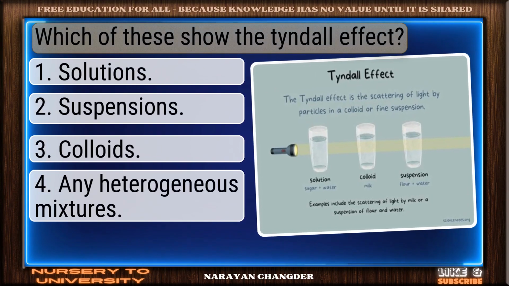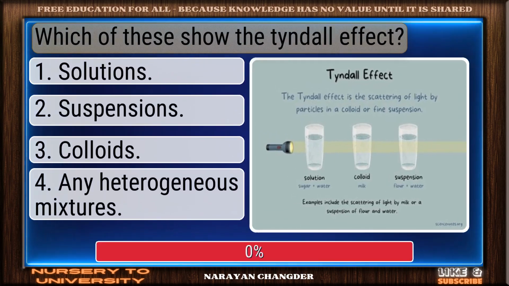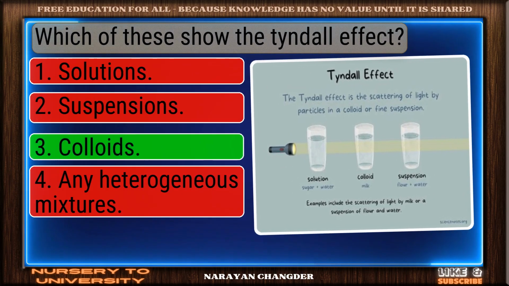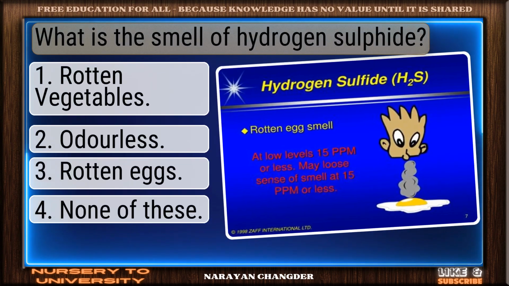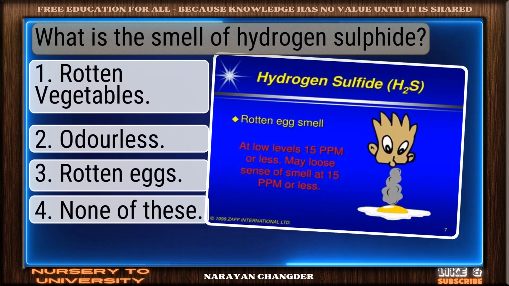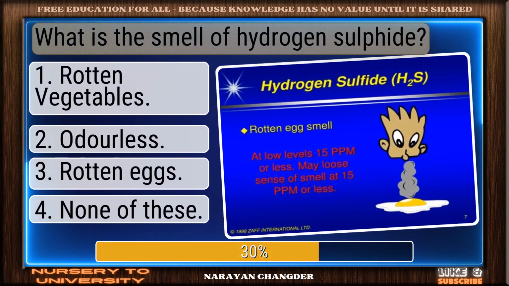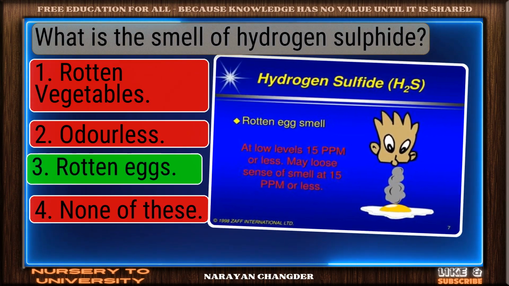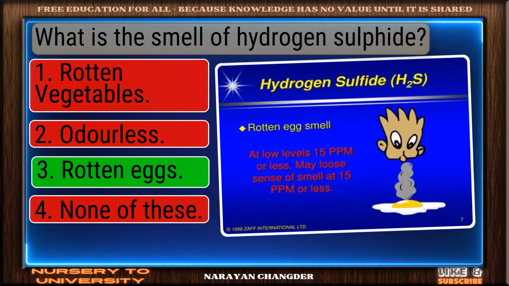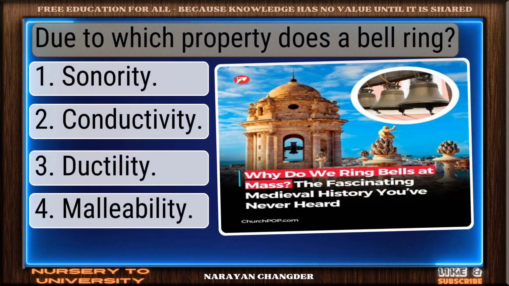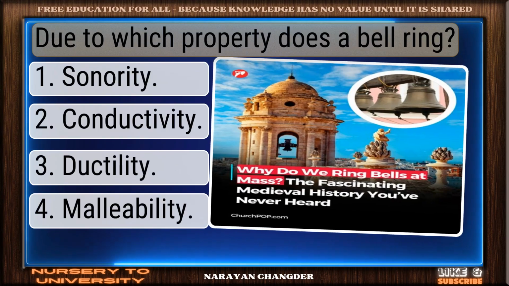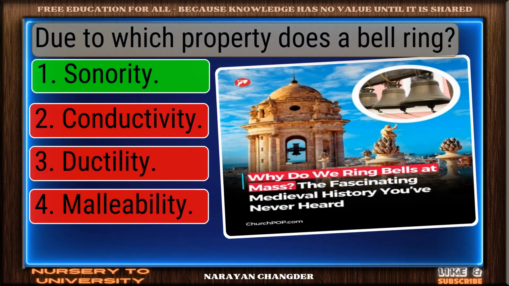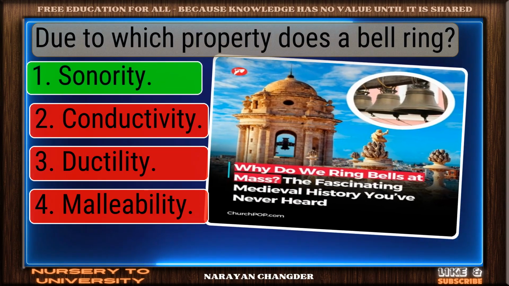Question number 234. Which of these show the Tyndall effect? Nicely done. Colloids is a solid answer. Question number 235. What is the smell of hydrogen sulfide? Nice work. You chose rotten eggs, and it is correct. Question number 236. Due to which property does a bell ring? Excellent choice. Sonority is the right answer.